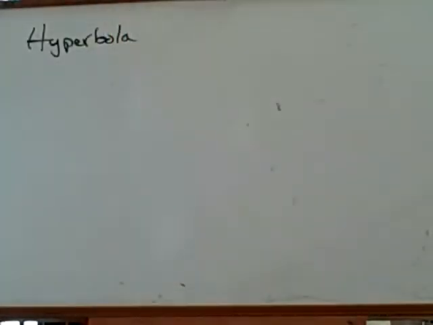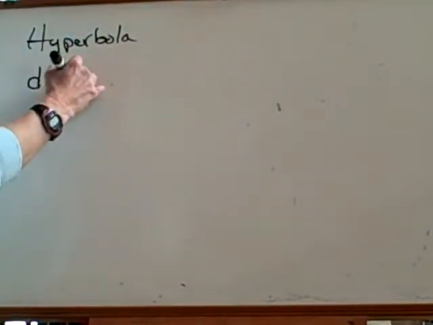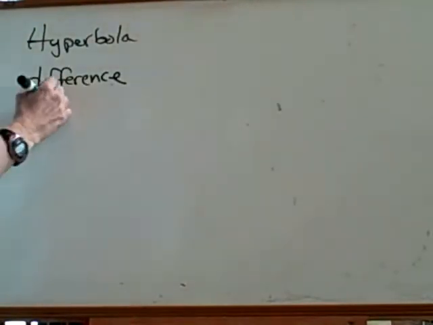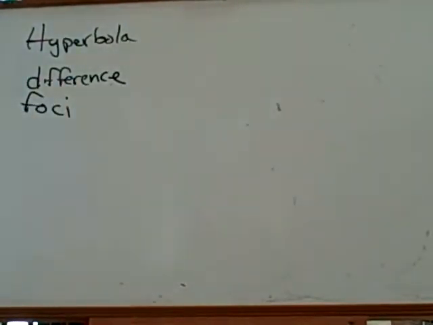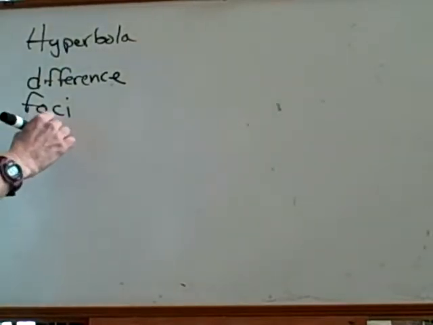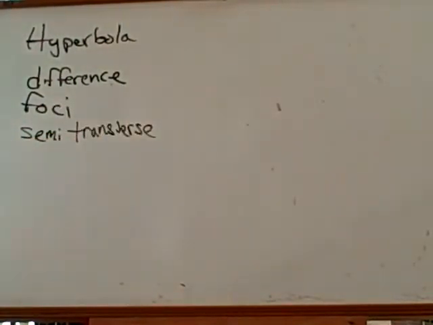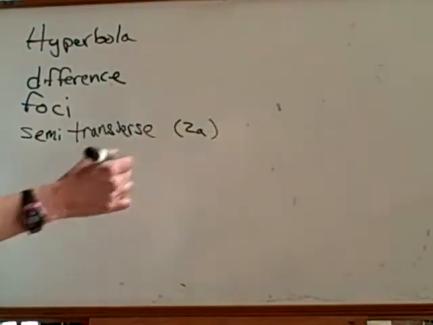Alrighty, we are on hyperbolas, which is our last conic, and it's on page 1. And we're filling in our definition, and it says a hyperbola is a set of all points in a plane, the difference of whose distances from two distinct fixed points, called the foci, is constant. The constant difference is equal to twice the length of the semi-transverse axis. And again, that would be like 2a.